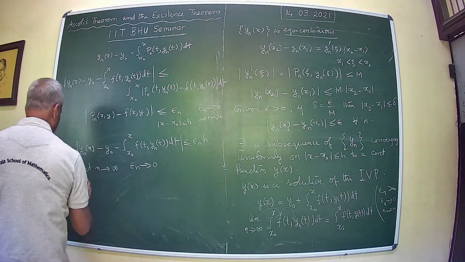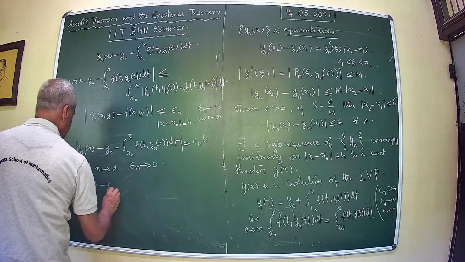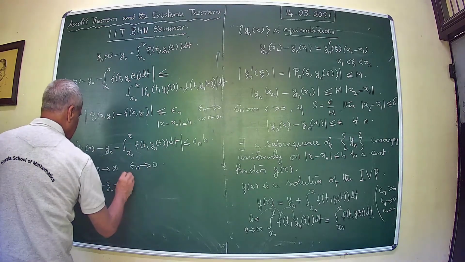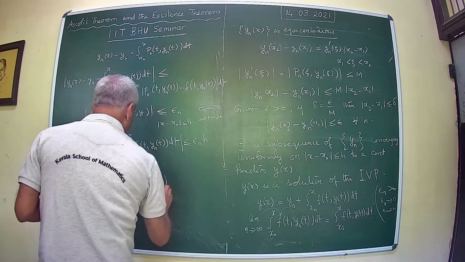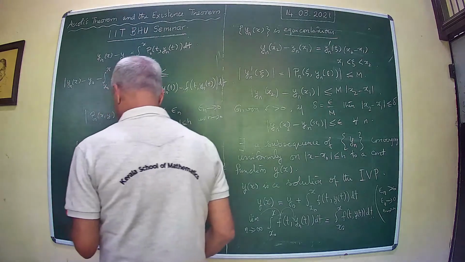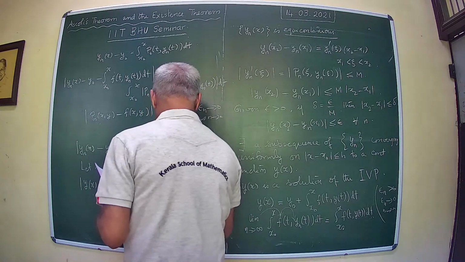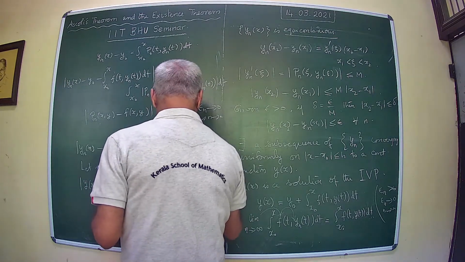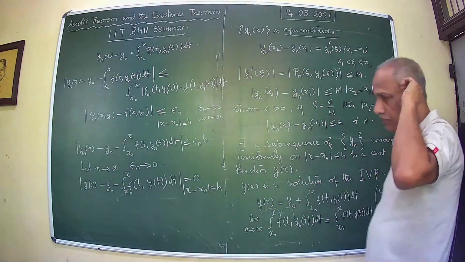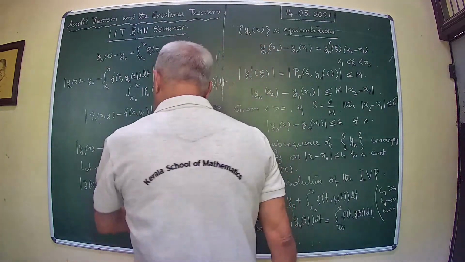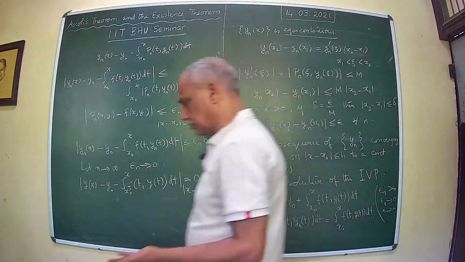therefore you have y(x), and that is the function y, which is the limit of the subsequence which converges, satisfies the integral equation and the initial condition. So that's the thing.